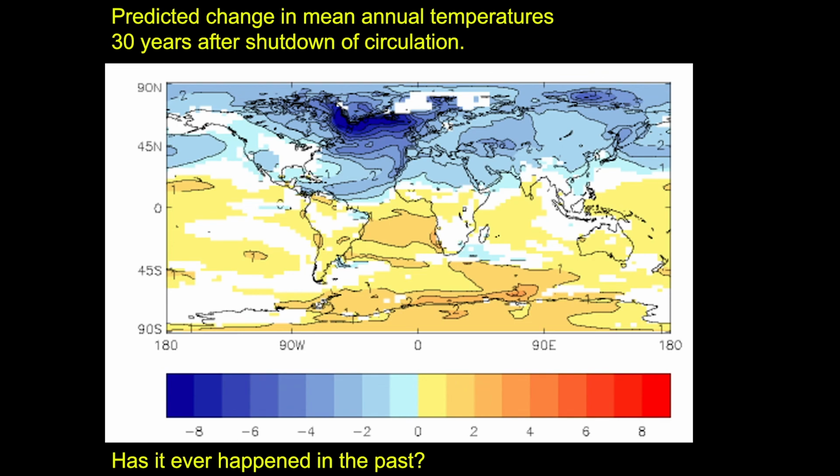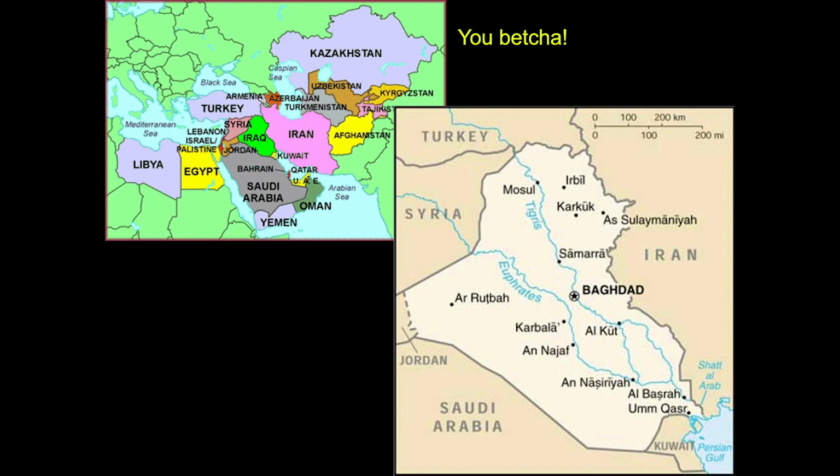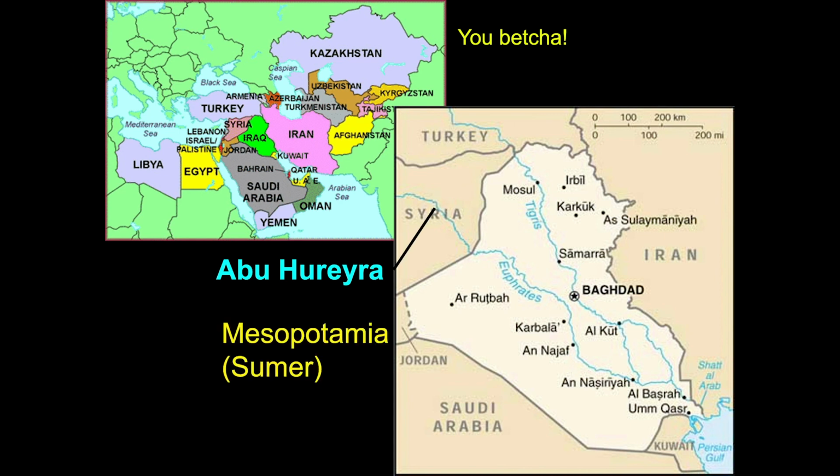Has this happened? Yes, it has. It happened during the earliest advances in agriculture. People just started to farm in Syria, a place called Abu Huraira, and they started domesticating animals. They were starting to look like modern farming communities.